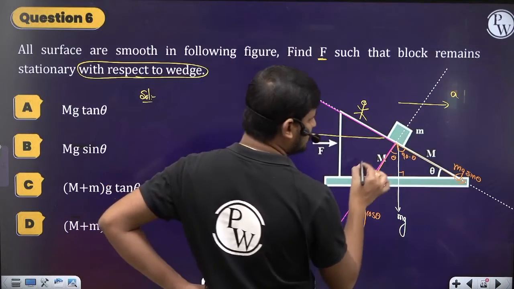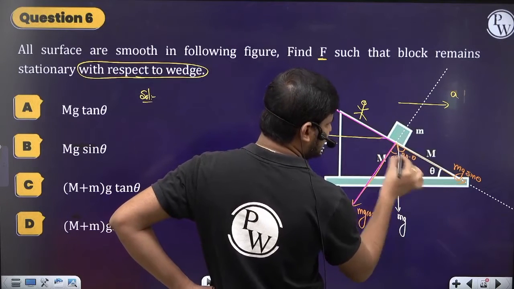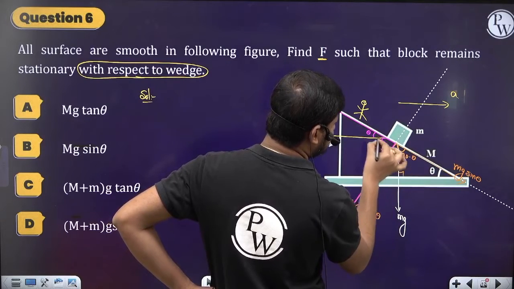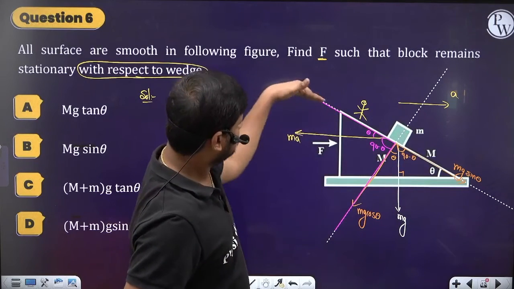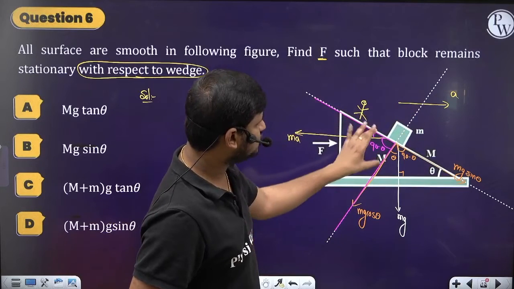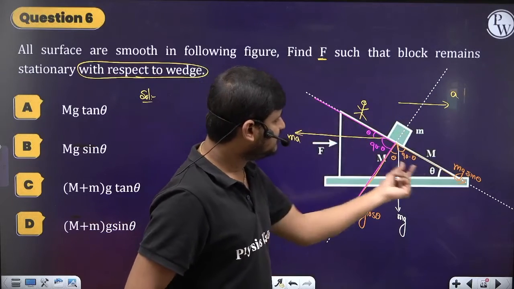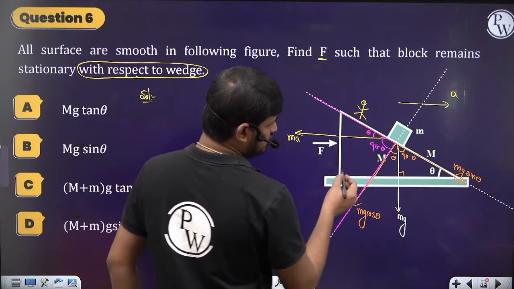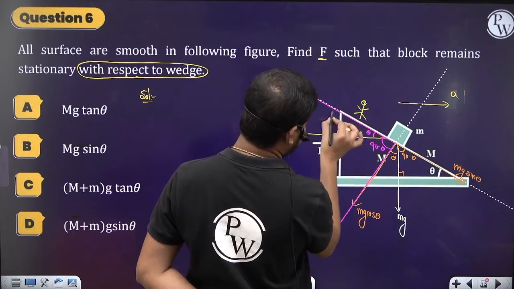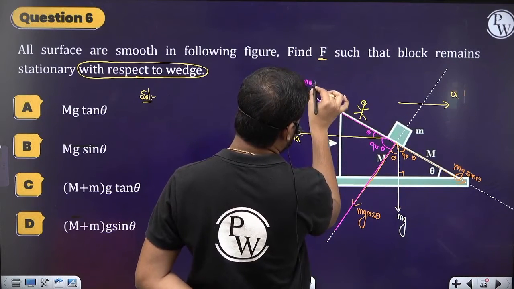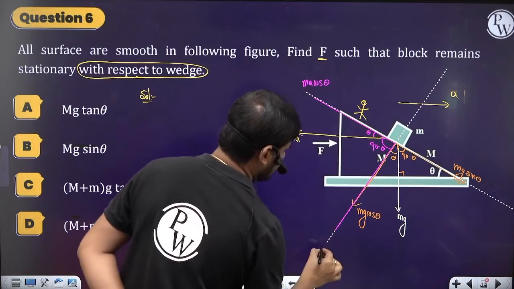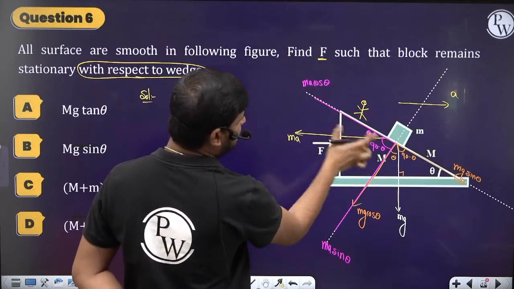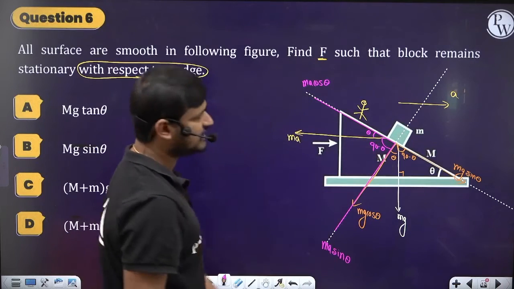So just draw the figure again. See here. If this angle is theta, this angle is going to be theta. And this should be 90 minus theta because this whole thing is 90. That's why if this is theta, this is also theta. Done. So I can write now that since theta is there, the ma cos theta component will come this side, and then the ma sin theta component will come this side.